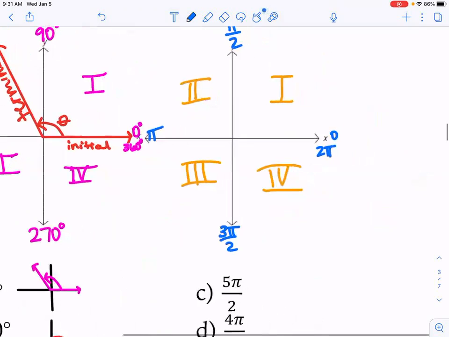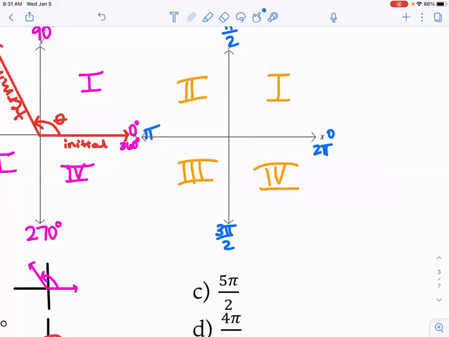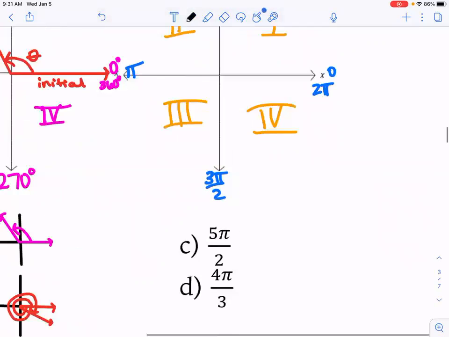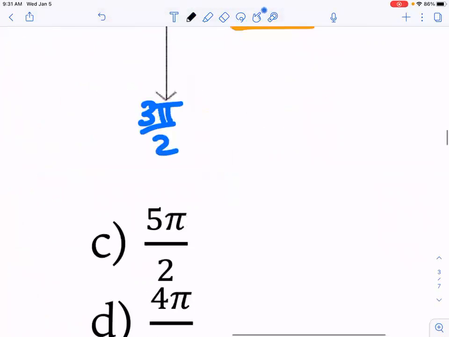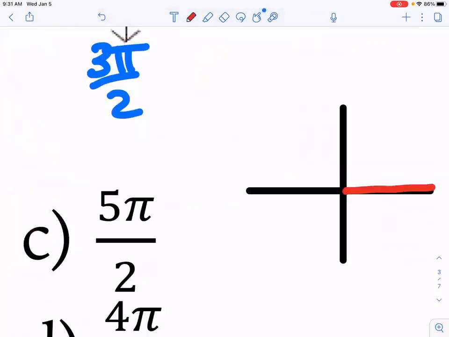Okay. So let's go ahead and practice. Let's talk about 5 pi over 2. We are going to graph 5 pi over 2. Okay. So the first thing, like that kind of seems like a big number, right? Is 5 halves bigger or smaller than 2? It's bigger than 2, which means 5 halves pi is bigger than 2 pi. So we're going to rotate all the way around once.